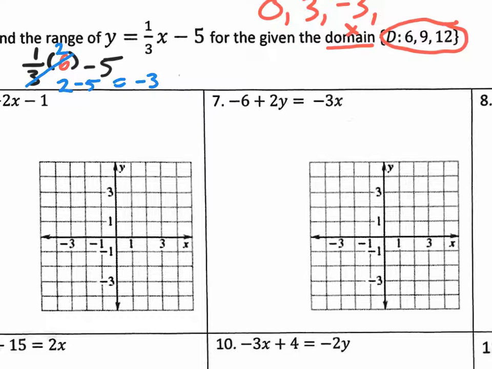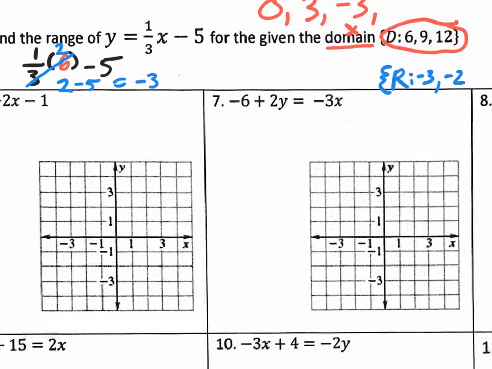So if I start writing my answer right here, let's put the R for range, because that's the notation they use. And the first R value will be -3. That's your first range value. Your second one is going to be to plug in 9 right in here. And if you go 9 here over 3, that's like 9 divided by 3. What's 9 divided by 3? 3. And what's 3 minus 5? -2. So the next one is going to be a -2.